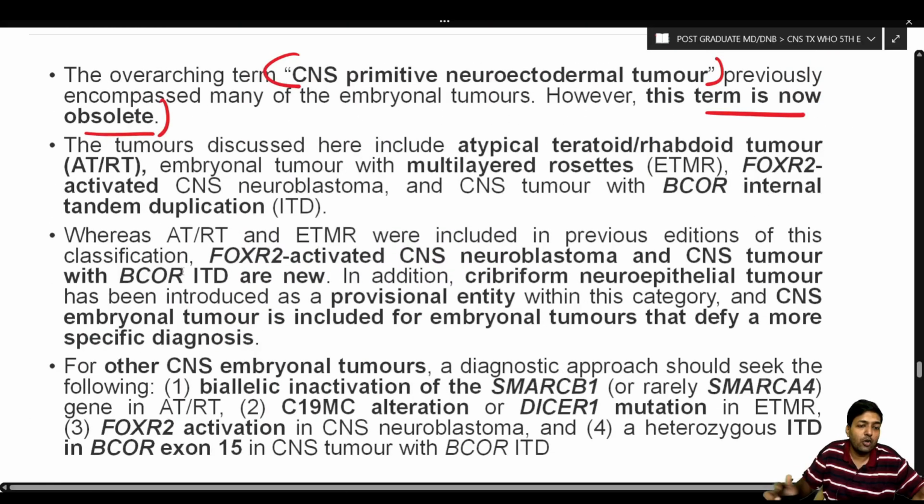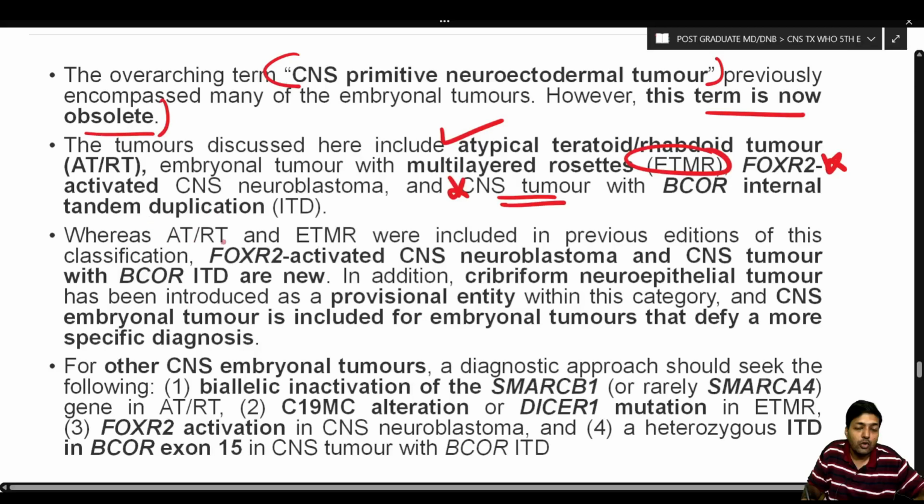Over here, the tumors discussed are atypical teratoid rhabdoid tumor, embryonal tumor with multilayered rosettes, ETMR, FOXR2 activated CNS neuroblastoma, and CNS tumor with BCOR ITD. These last two are new entities that have been introduced under the other CNS embryonal tumors.